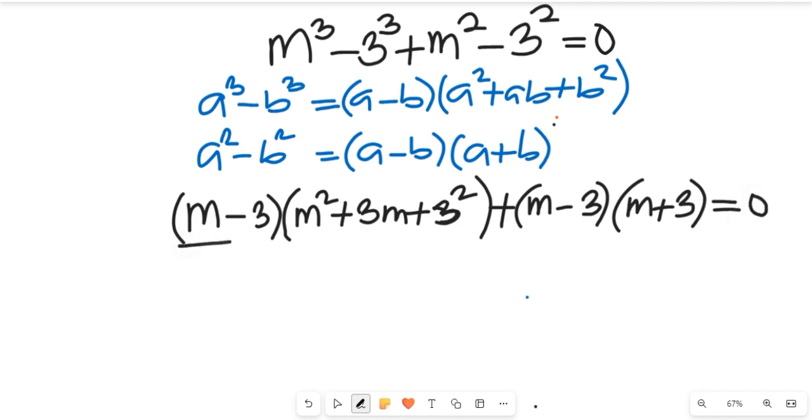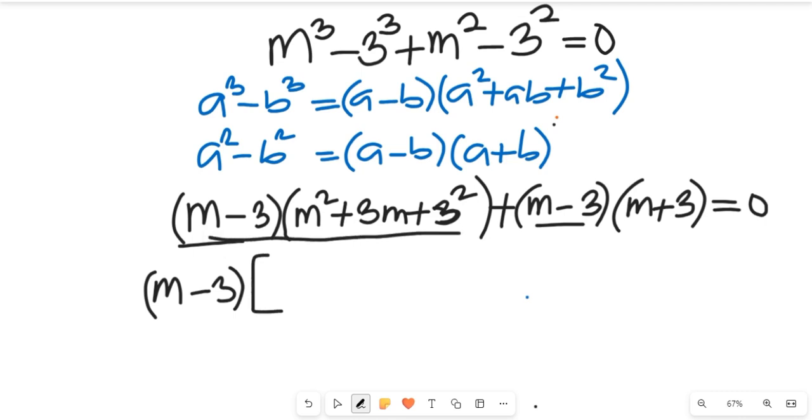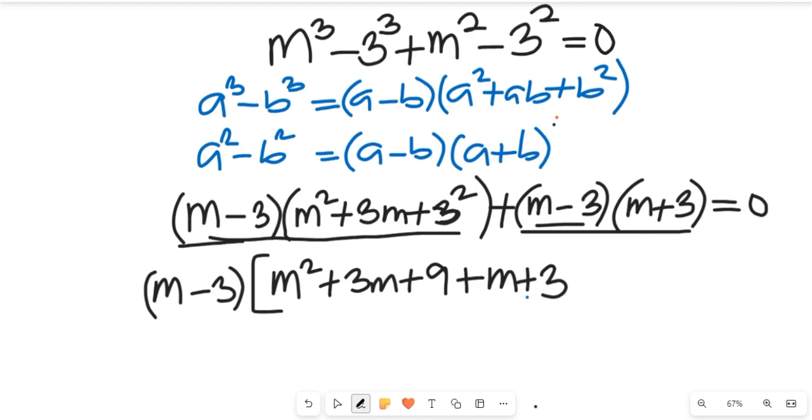Now you come to see that we have two expressions, m minus 3 and m minus 3, common. So we're going to bring out m minus 3 as a common expression, and then if this whole expression is divided by m minus 3, we're going to have m squared plus 3m plus 9 remaining over here. And if this whole expression is divided by m minus 3, we're going to have plus m plus 3 remaining, and all these will be equal to 0.